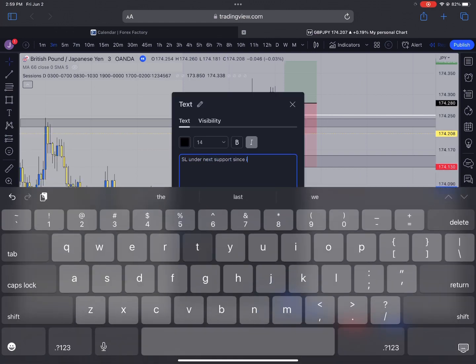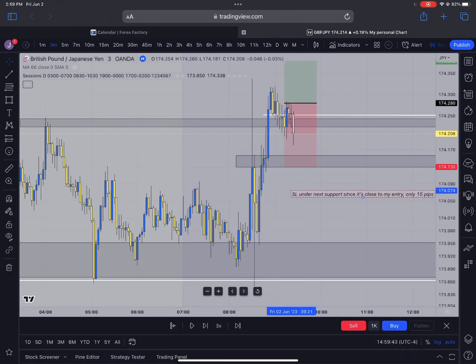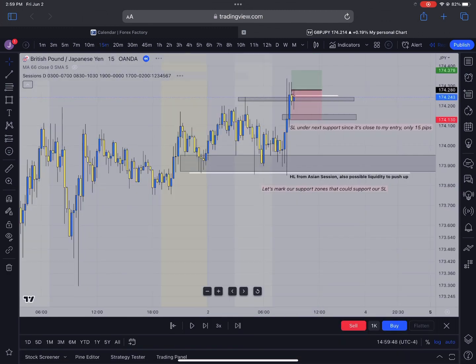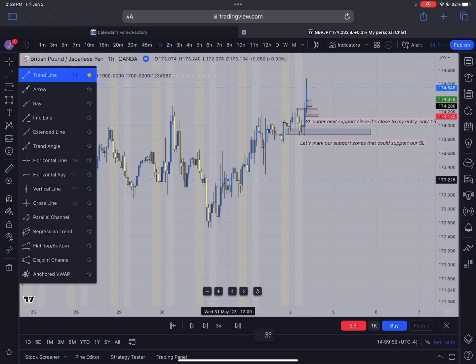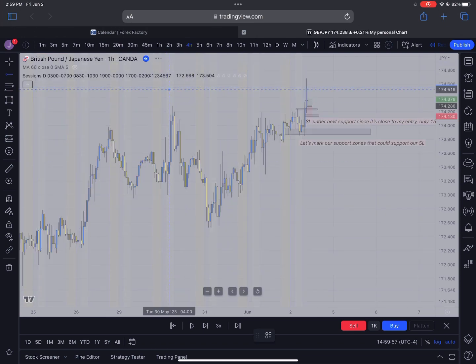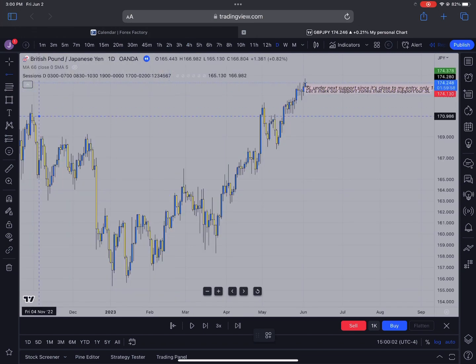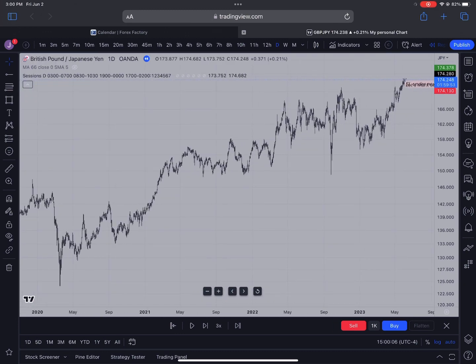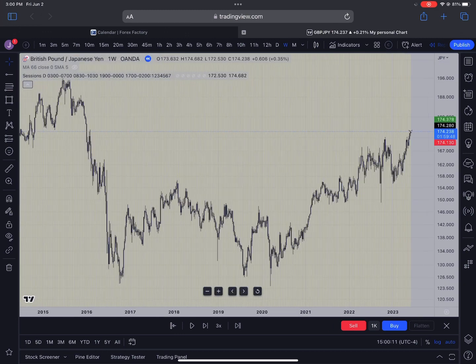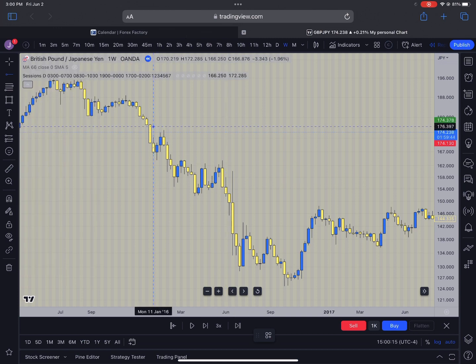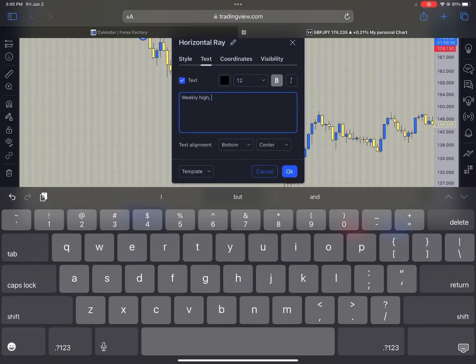And as our stop loss, we're going to use our next support zone. Why? Because it's only 15 pips away. I like risking 15 pips or less so that my trades make sense when it comes to risk reward. As a take profit, what I like to use is the next liquidity zones or highs in the 15 minutes, 1 hour, 4 hour, daily or weekly.